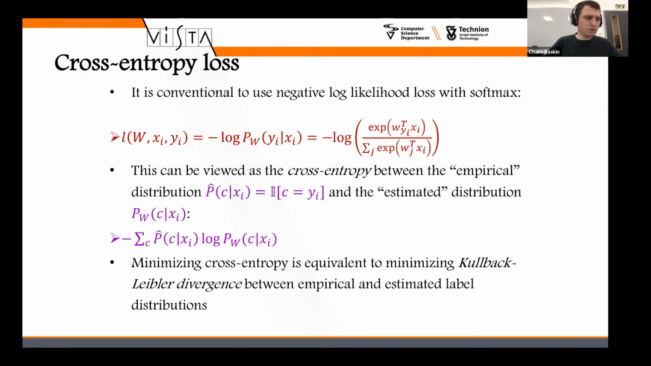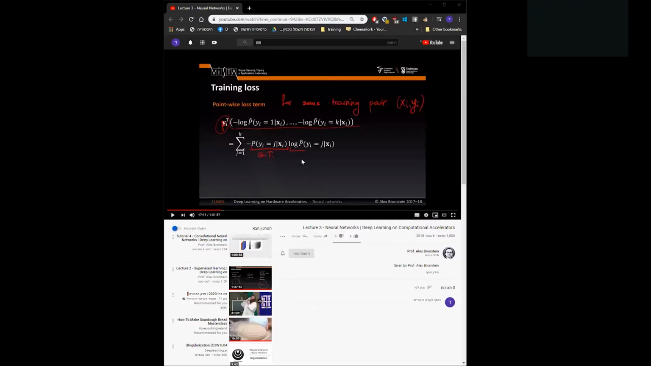Is it clear? Oh, raise hand. Yeah, please talk. Hi. In the lecture, in slide 7, he talked about the point-wise loss term regarding this cross entropy loss. And I didn't understand from his example the derivation. Can you open it? Okay. Do you see? Yeah, sure.